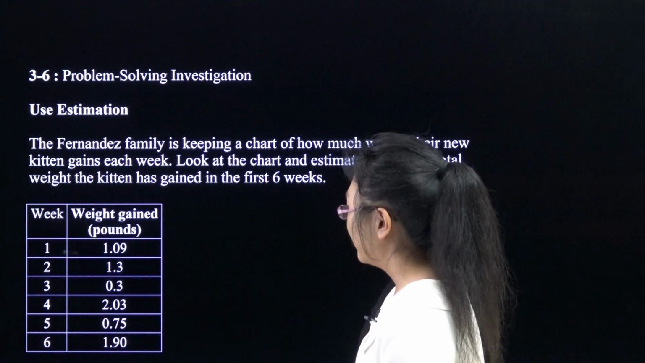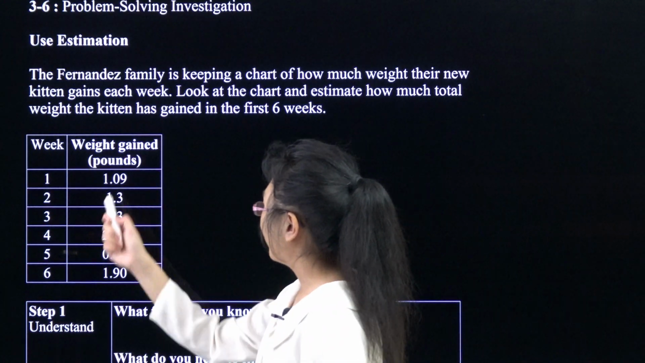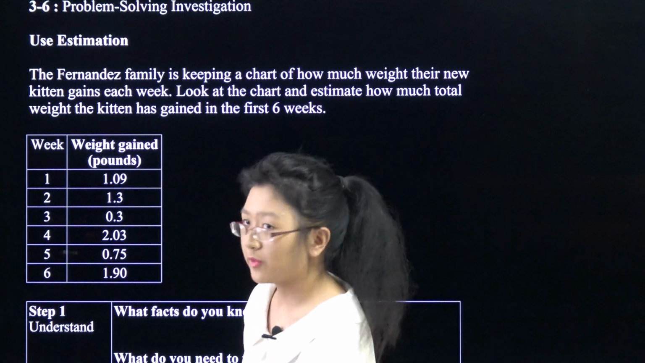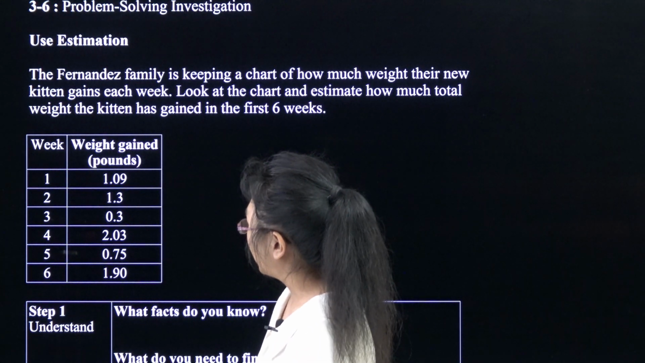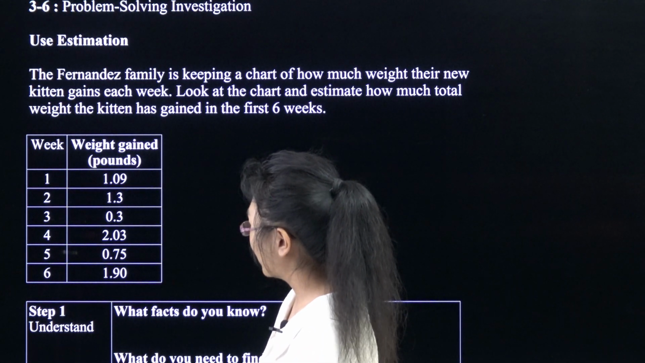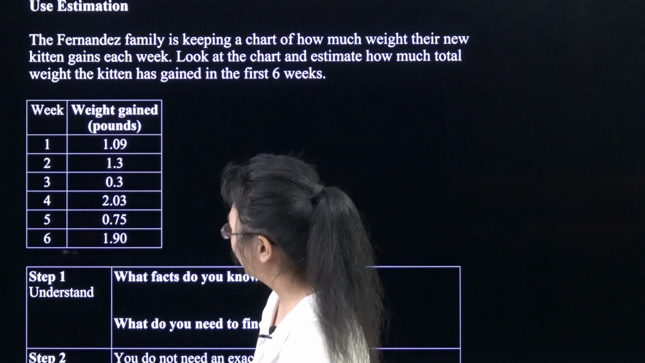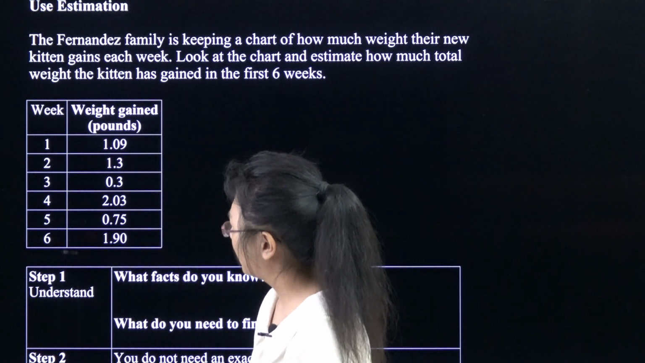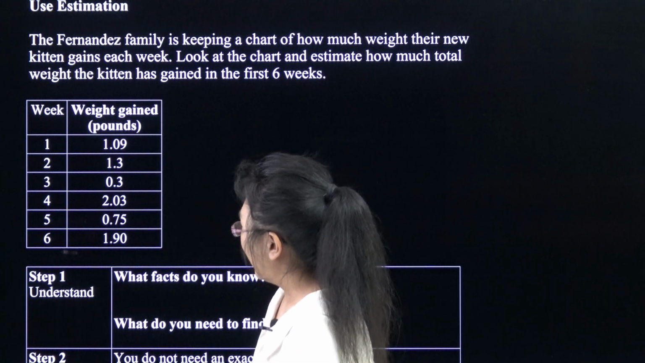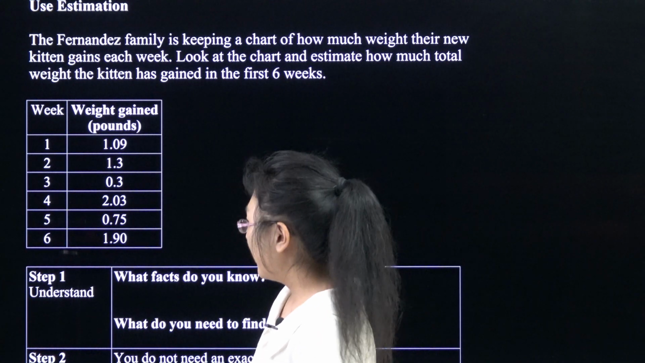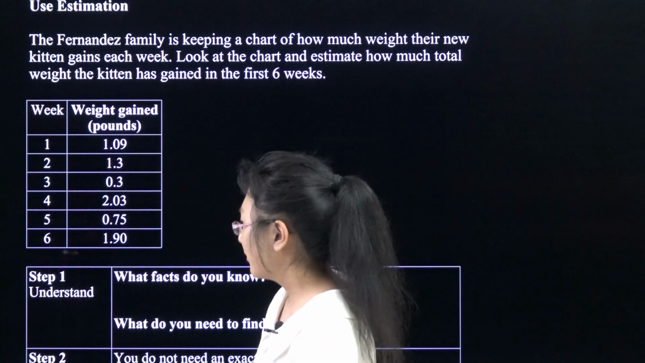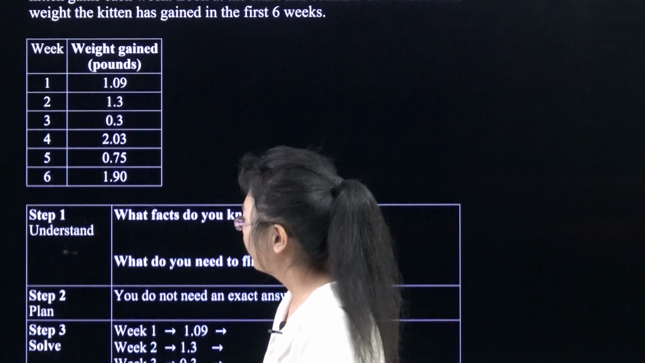Week 1, weight gained in pounds is 1.09. Week 2, 1.3. Week 3, that was slow, 0.3. Week 4, 2.03. Oh, okay, they just had a growth spurt. Week 5, 0.75. Week 6, 1.90.